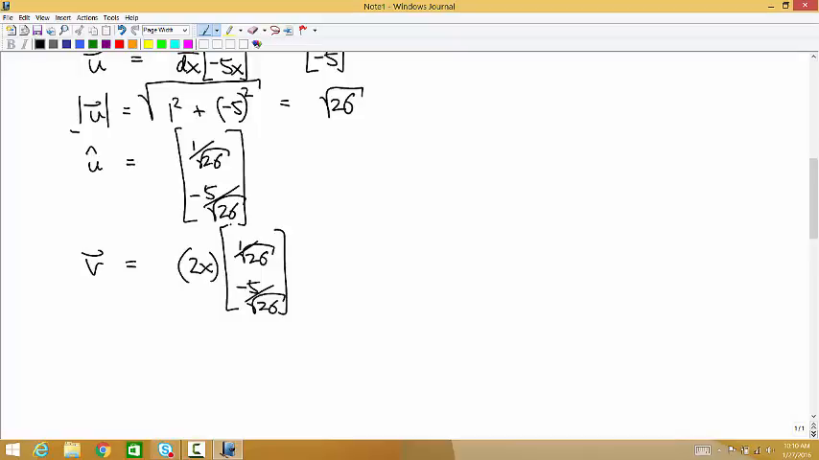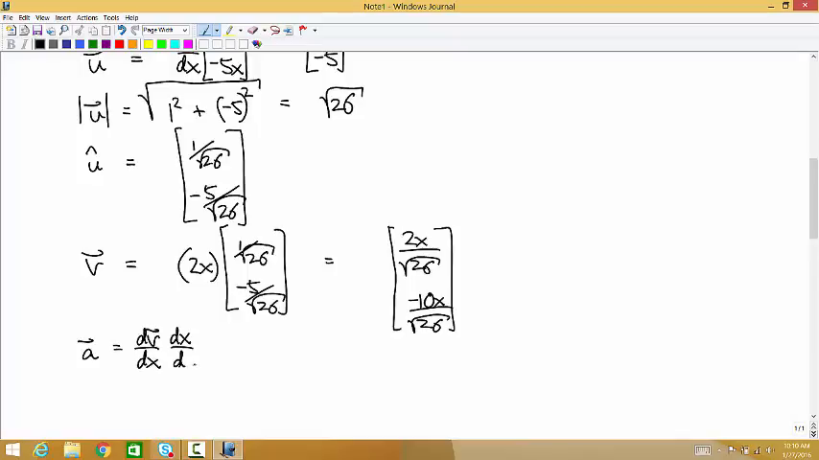So 2x over root 26, negative 10x over root 26. That's the velocity vector as a function of x. And now we're at the place where our other chain rule problems have started. We have the velocity as a function of x, and now the acceleration is going to be dv/dx times dx/dt, or dv/dx times the x component of the velocity.